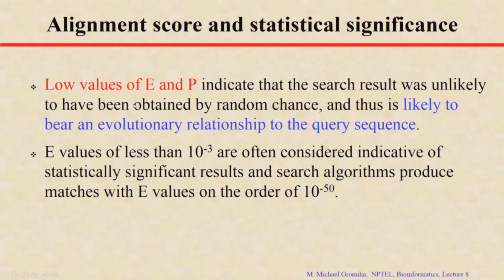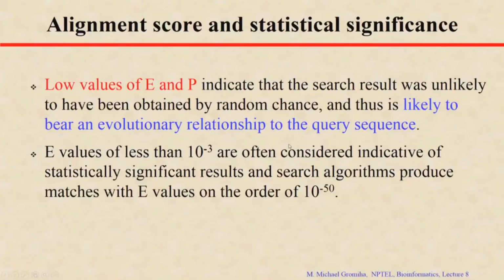So, these e values and p values should be low, which indicates that your search results are unlikely to be obtained by random search. In this case you can say that your alignment likely has an evolutionary relationship with the query sequence. That means what you obtain in the alignment between the query sequence and the target sequence is statistically significant and you can rely on your alignment score. Usually we use a value of less than 10 power minus 3 to be indicative of significant results, and if you align similar sequences, in many cases you will get values in the order of less than 10 power minus 50.